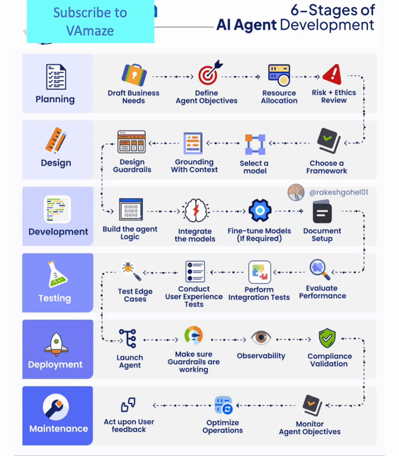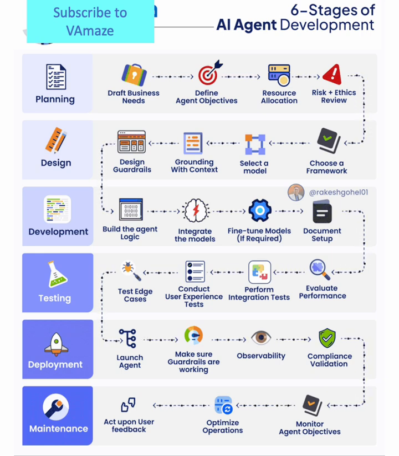Test edge cases. Edge case testing simulates rare or extreme scenarios to check your agent's robustness. This is particularly critical for AI agents because they may encounter situations not represented in training data. Edge case testing helps identify potential failure modes before they occur in production.